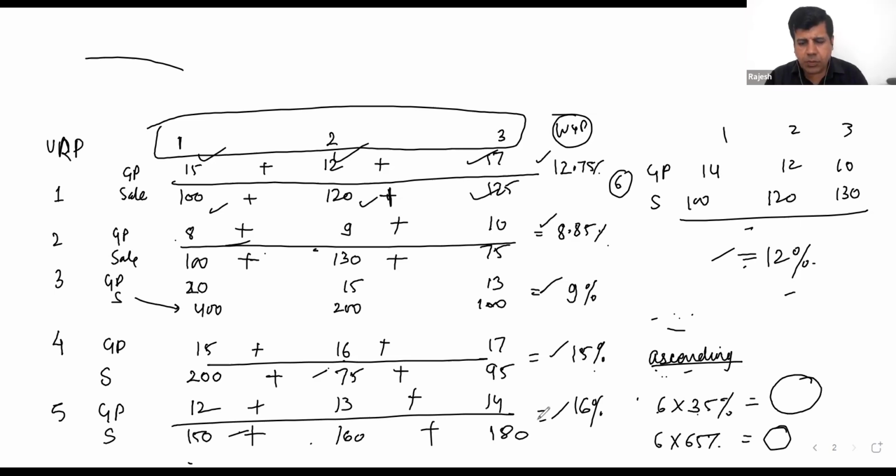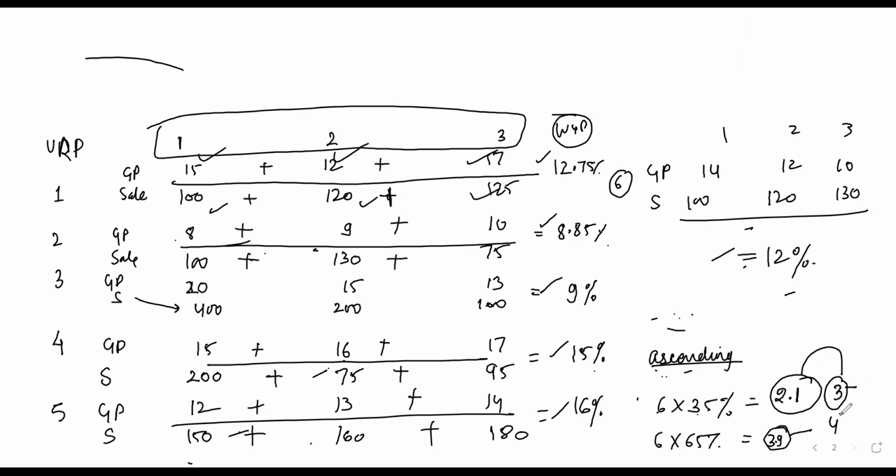6 ka 35 is 2.1. And here 6 ka 65 is 3.9. Would I do 2 only? Can I do 2? No, 3. And here 4. What is written in front of 3? What is written in front of 4? That is starting of your range.